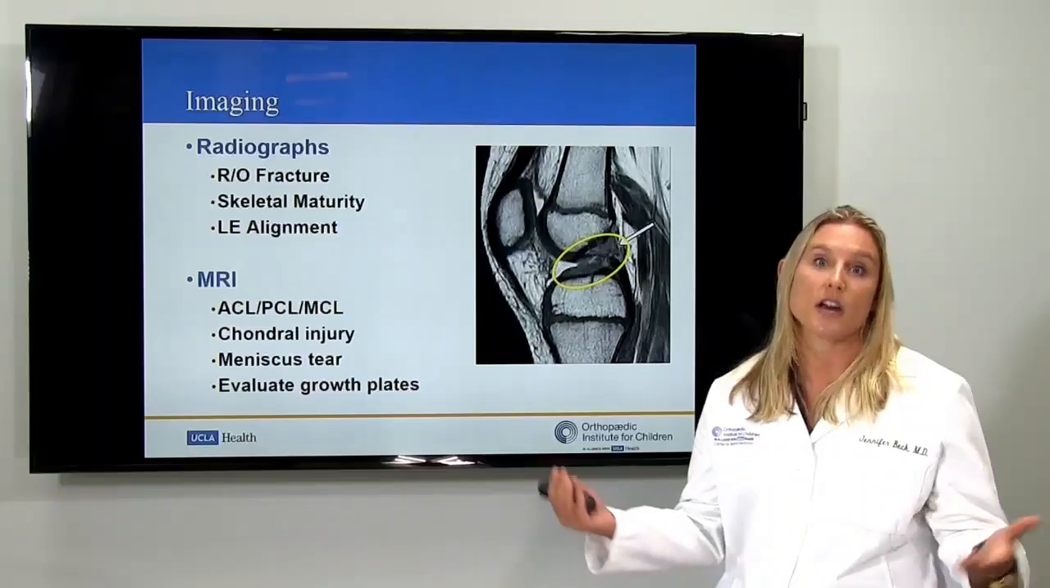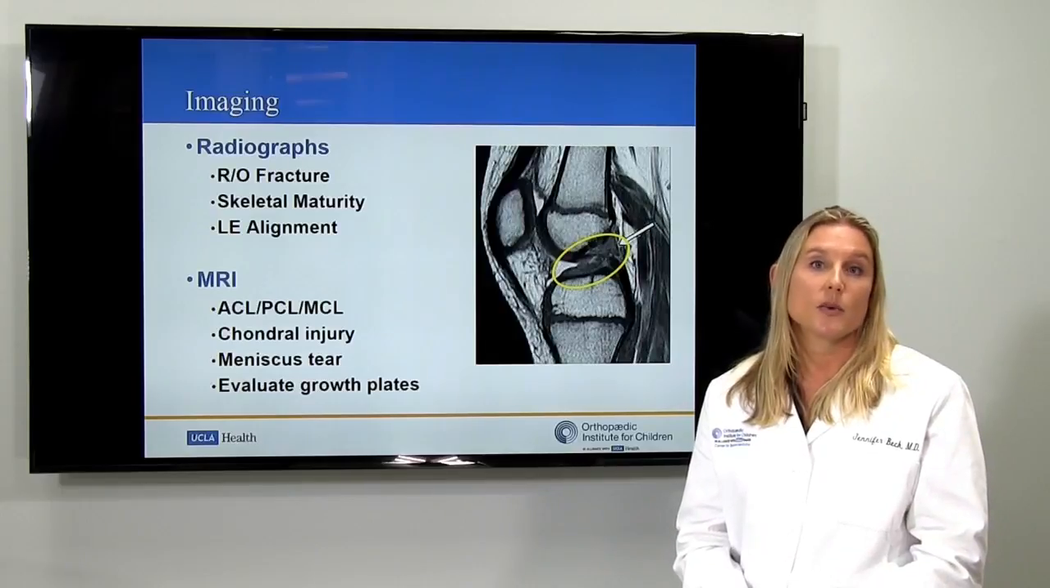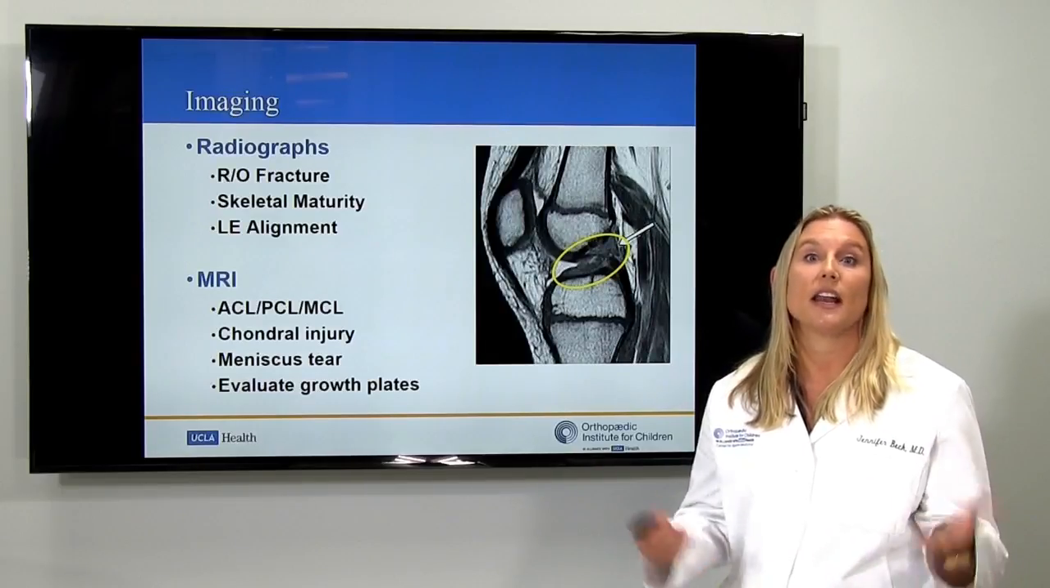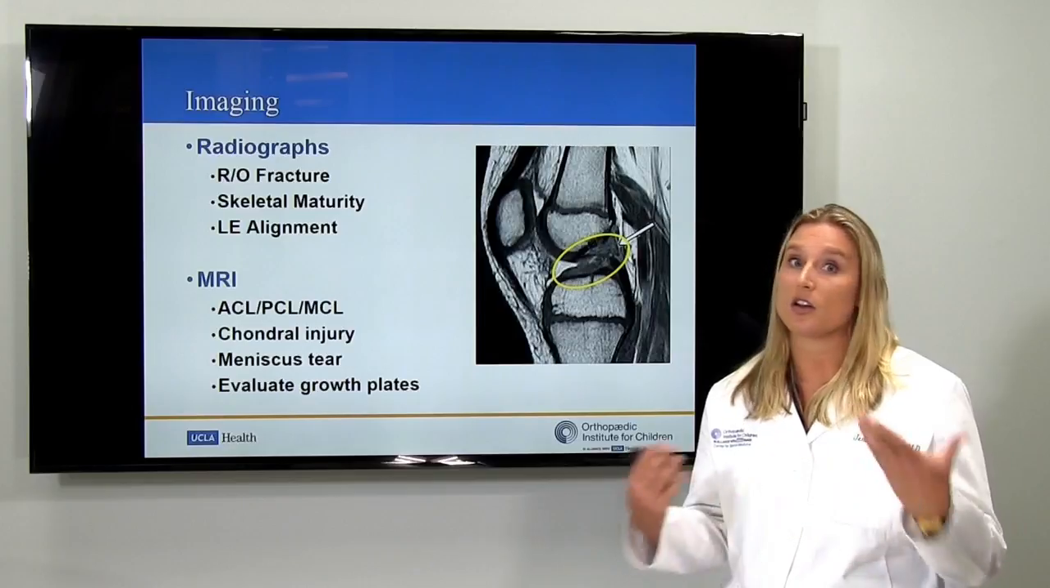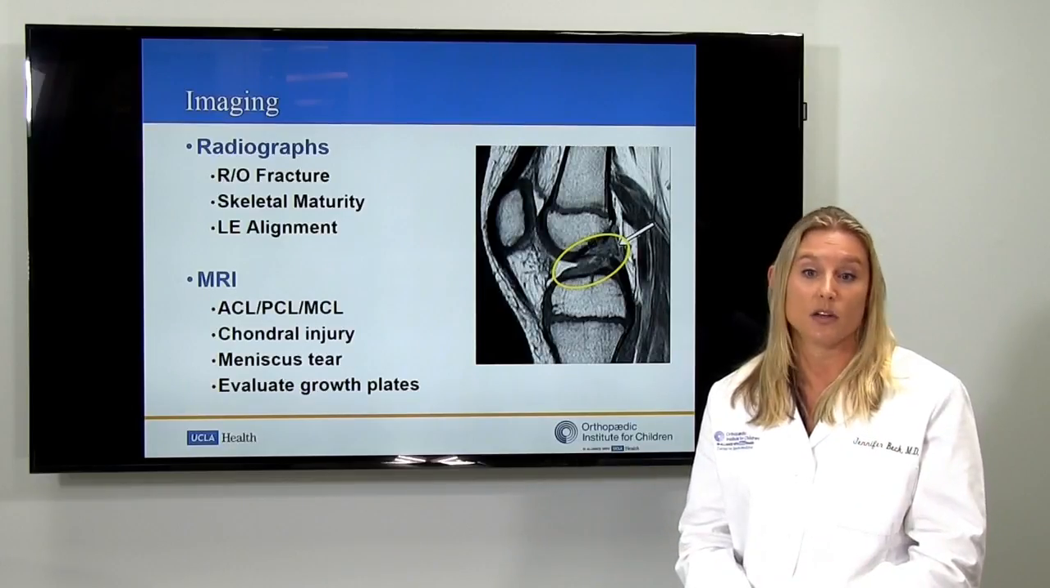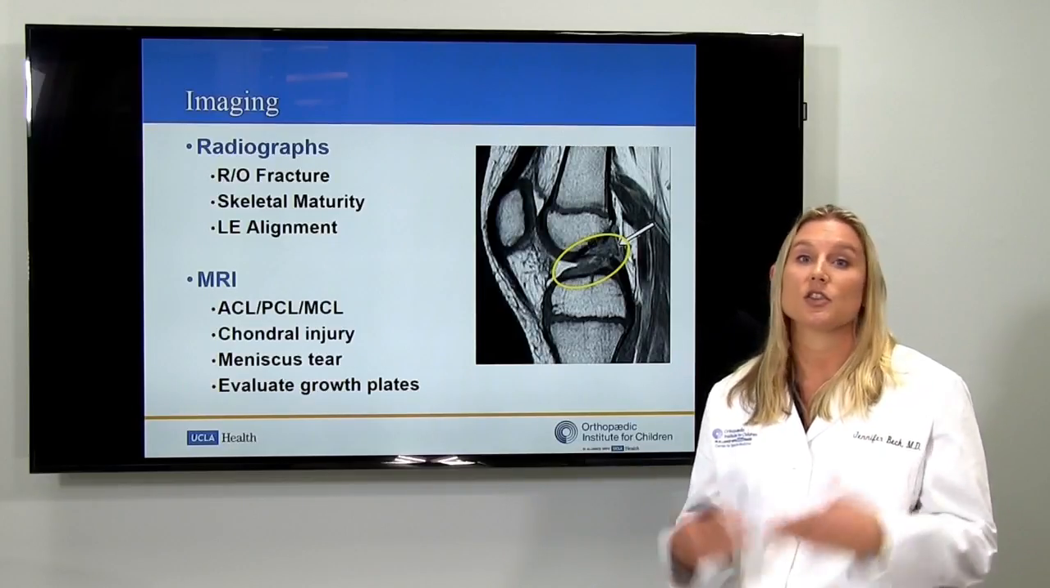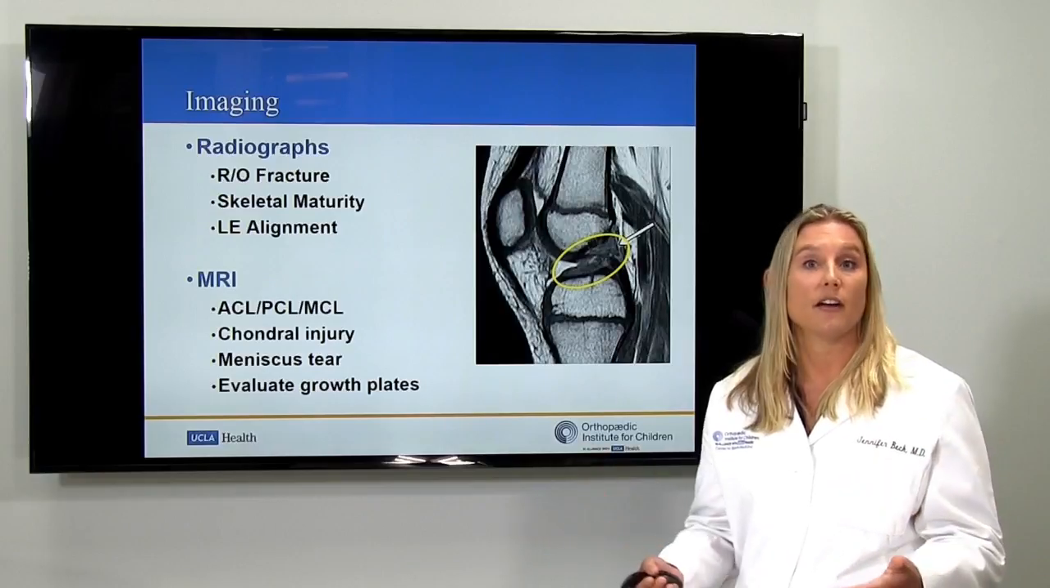So if you go into an urgent care setting or into a clinic, most often we're going to start by getting some x-rays, or some radiographs. The couple of things that we have to look for and make sure is that there are not any broken bones, which could also mimic a big swollen knee. We also want to see, is your child done growing? Do they still have growth plates?